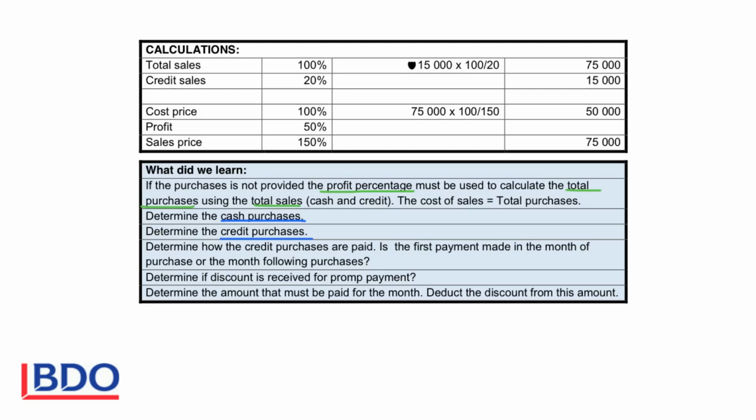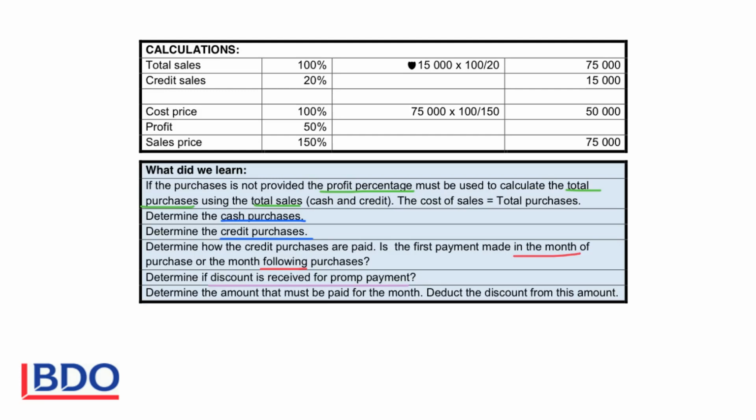Is the first payment in the same month of purchases or is it in the month following purchases? It is very important to determine if it's in the same month or whether it's the following month. Otherwise, all your calculations will go in the wrong column. Then you have to determine whether they will give us discount for prompt settlement of the account. So if there's discount, because we pay quickly, it means that we have to subtract the discount after we calculated what is the amount that we have to pay in that month.